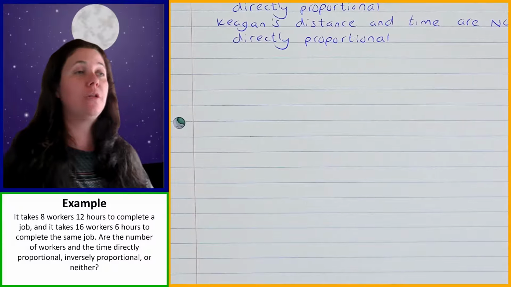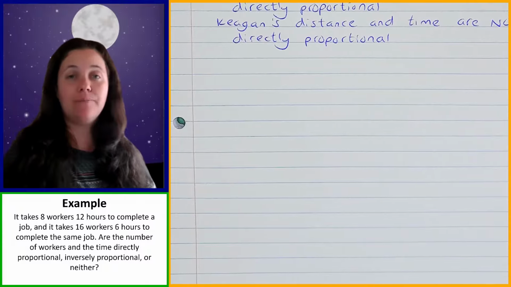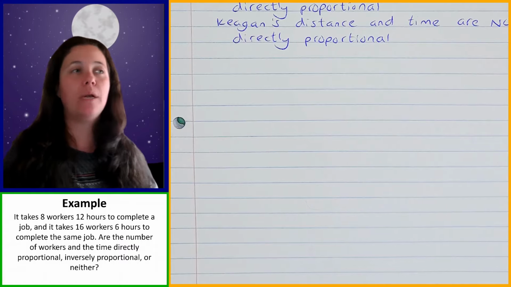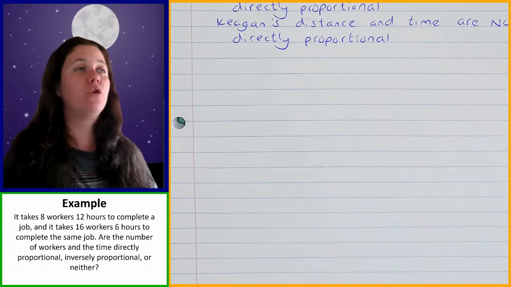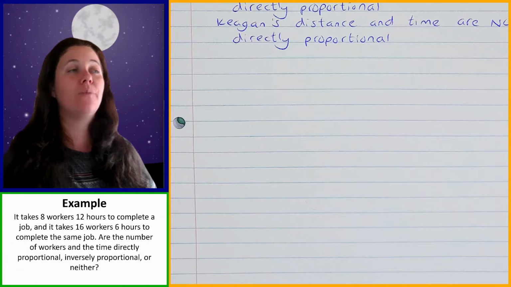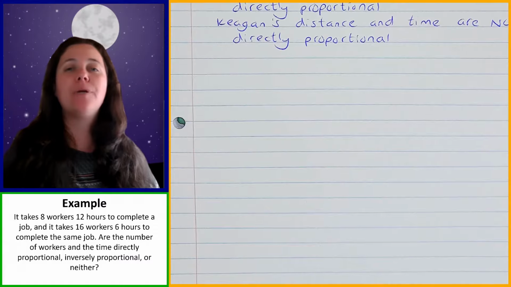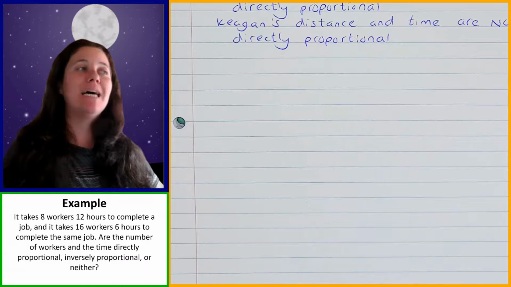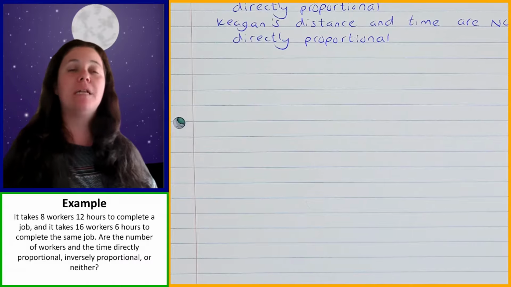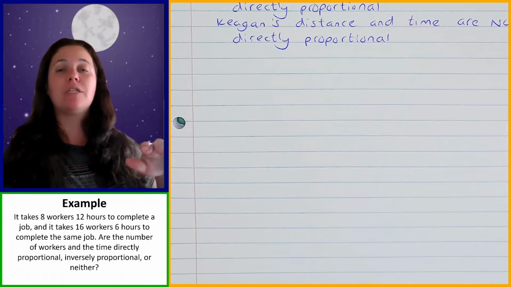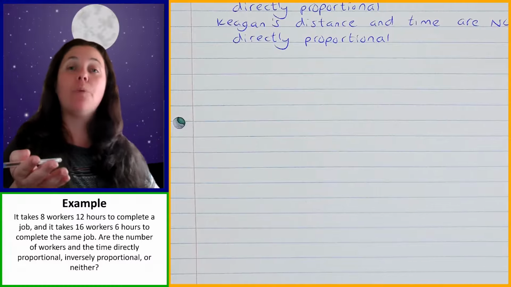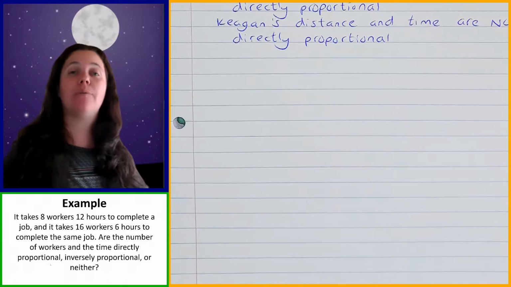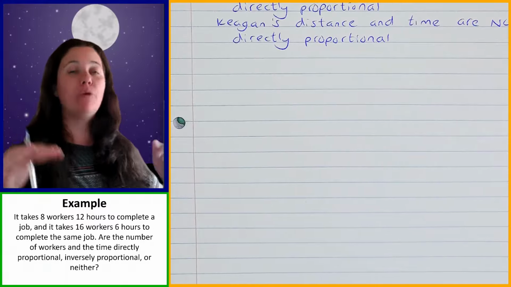The two variables are the number of workers and the time. And we see if the one increases, what's happening to the other one. So if the number of workers increases from 8 to 16, what happens to the amount of time it takes? The time goes from 12 down to 6. So if the number of workers increases, the amount of time decreases. So they're doing the opposite, which means that it cannot possibly be directly proportional, because if it was directly proportional, they would both be going up or they would both be going down.